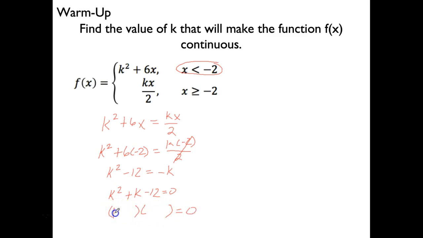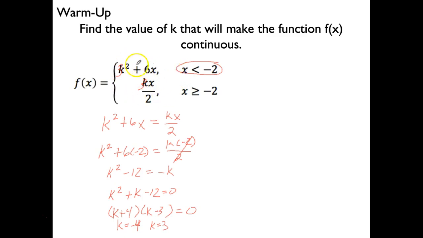So that would be k and k, and we get a +4 and a -3. And then you can just set each one of these equal to 0. You get k equals -4 and k equals 3. And those are the two values that would make this continuous. So you could either plug in a 3 into both of those k values, or you could plug in a -4 into both of those k values.